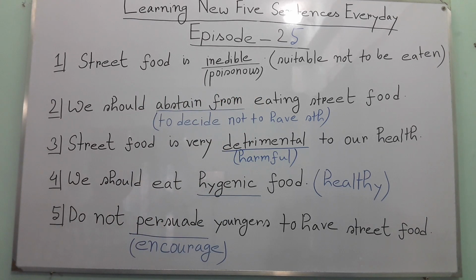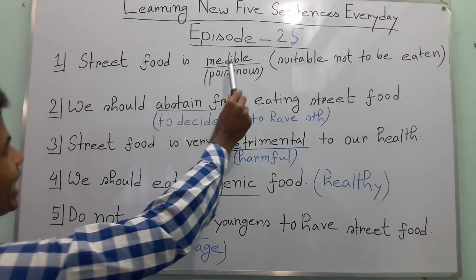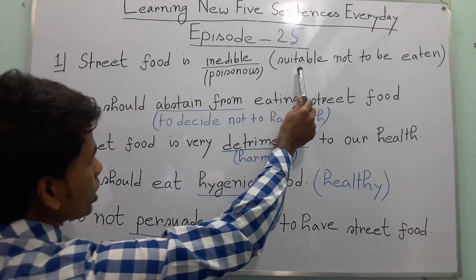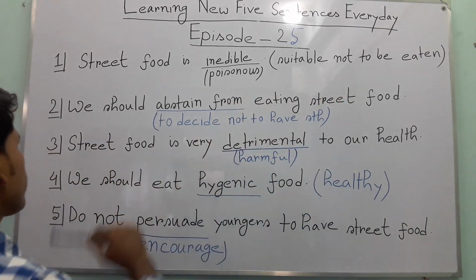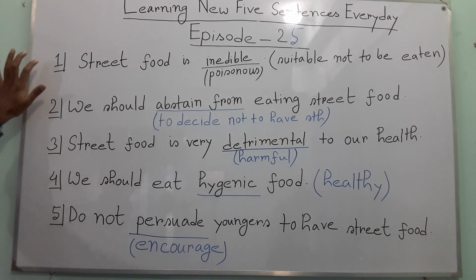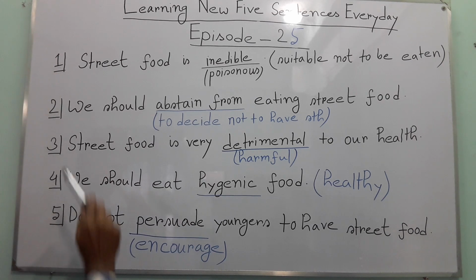Also, we shouldn't eat food from restaurants. You can say that the food we take from restaurants is also inedible because they don't maintain hygiene. So street food is inedible. Inedible means not suitable to be eaten, or you can say poisonous. I think you understand the first one, so let's go for the second one.